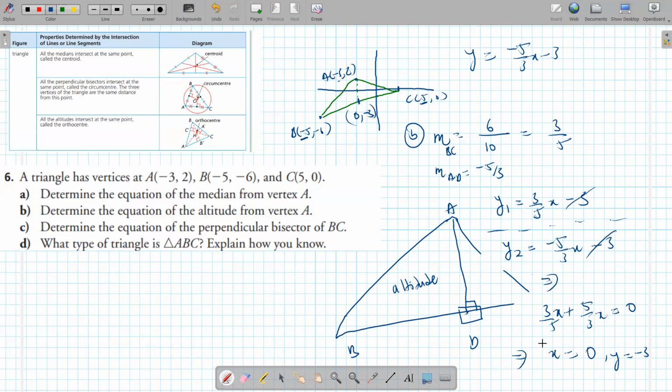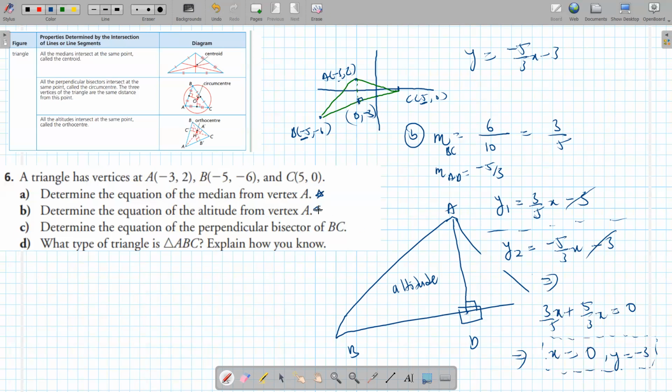So what did we just find? We found what point D is. Turns out it's the same thing as the midpoint. That was point D. The midpoint is also the altitude. This line here is also the altitude. We already have the equation of this going from here to here.